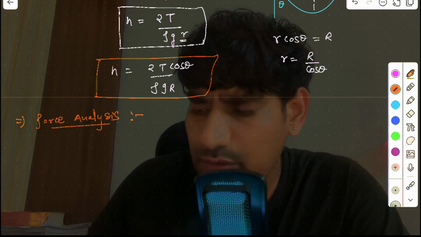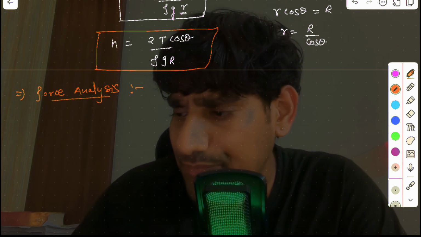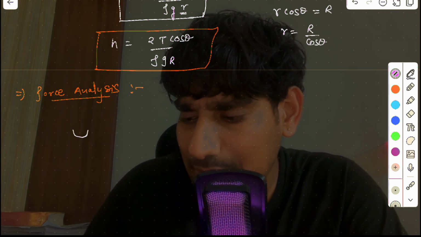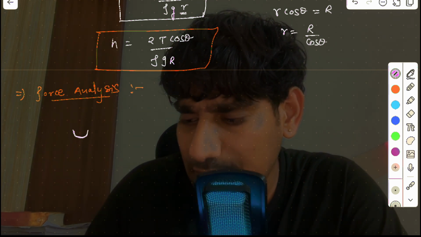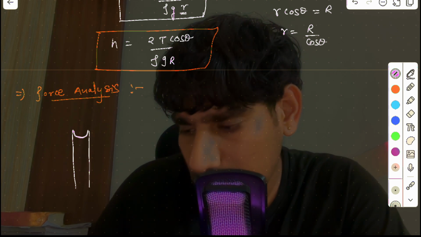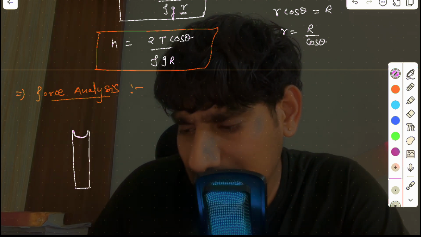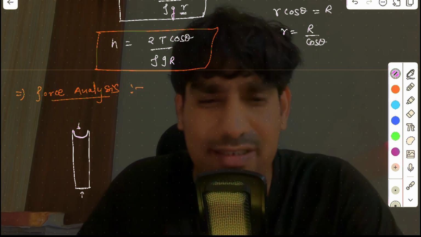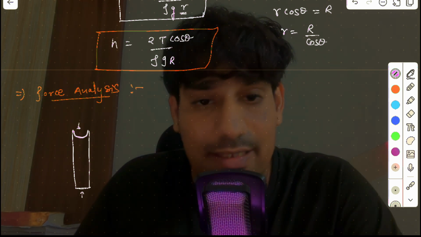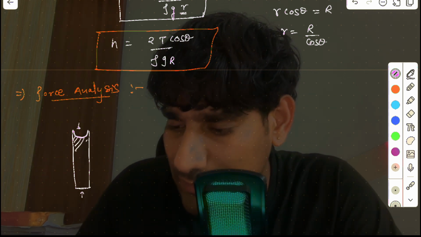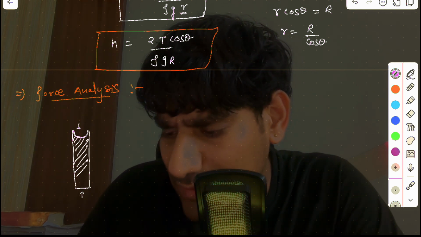Okay, so let us look at the force analysis. If we take the liquid in the capillary tube, it first forms a small meniscus here, and then it is like this. What is the pressure here? It is P naught, and the pressure here is also P naught. So pressure is not going to apply any net force on this part of the fluid. So what other forces will there be?